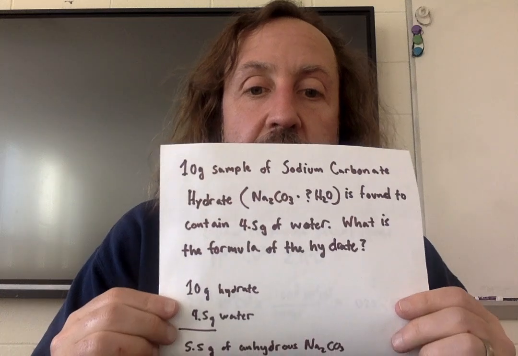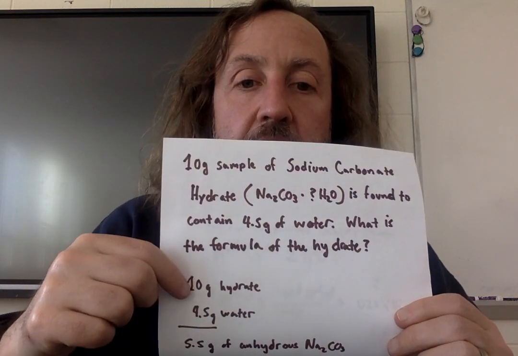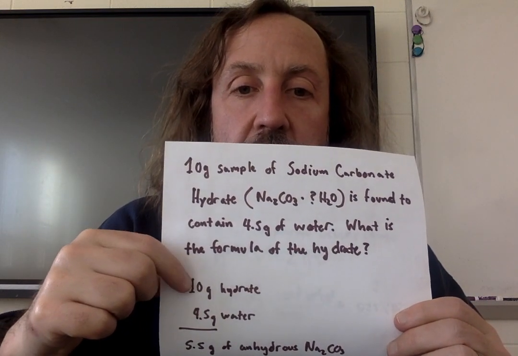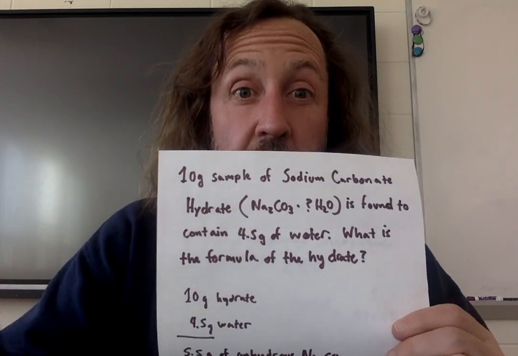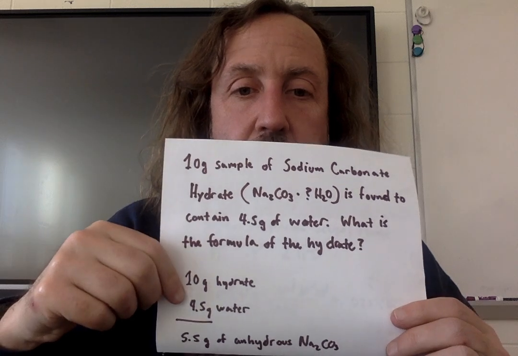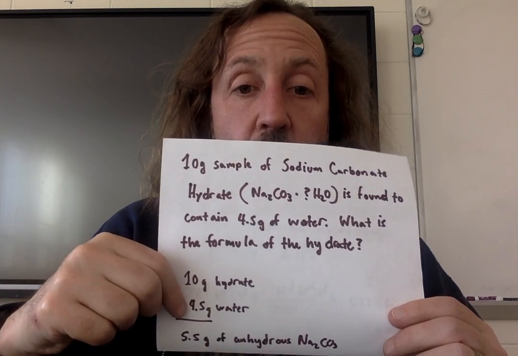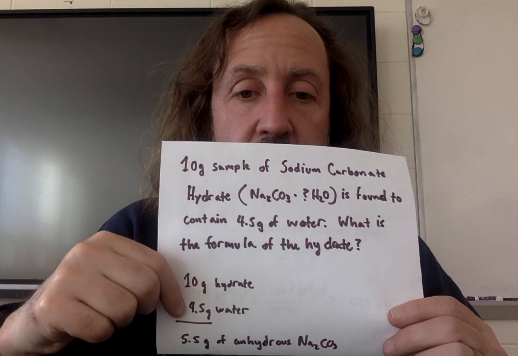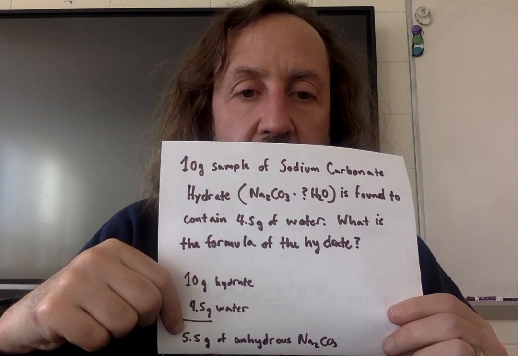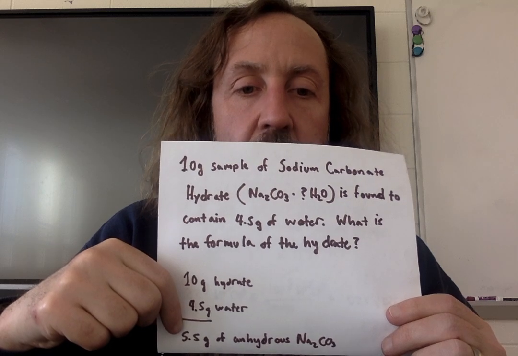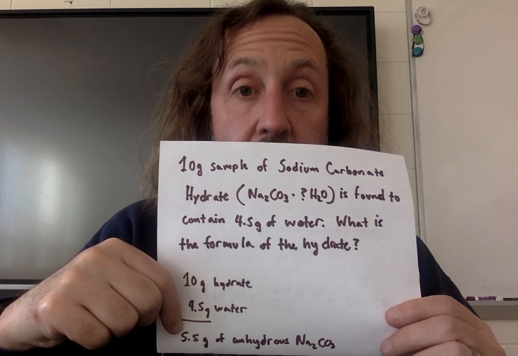So the first thing I do right here is I take the 10 grams of the hydrate. The hydrate doesn't do a lot for us because it's water and the compound together. Then I take away the water right here, minus the 4.5, and that gives me 5.5 grams of the sodium carbonate.